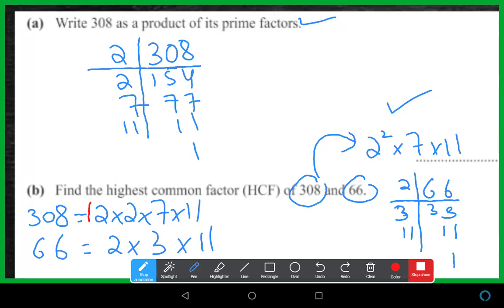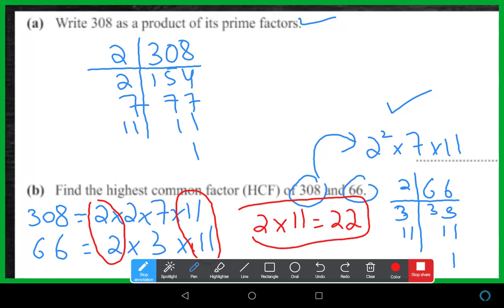We have to circle the common factors. The common factors are 2 and 11. So we just need to multiply 2 multiplied by 11, which is 22. I hope you get how to solve this one. That's it. The question is solved, done and dusted.